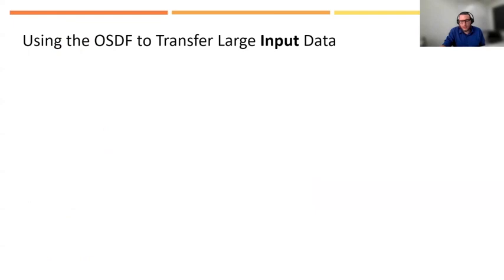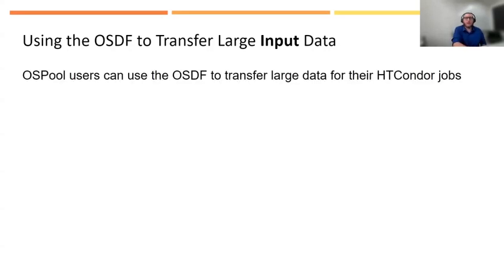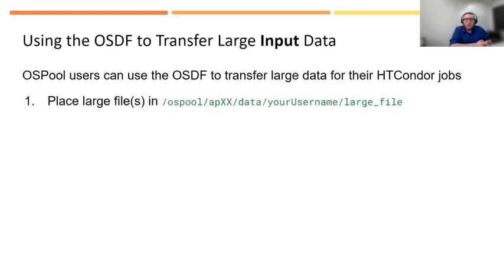So a little bit on the practical details here of how do you actually use the OSDF as an OSPool user. So let's say you have an account on the OSPool and you want to transfer files using the OSDF, well, you can use that to transfer both input and output data. We will start by talking about the large input data. So on the OSPool, where you log in, your access points, there should be a directory in /ospool/ap, whatever your access point number is, /data/your username.